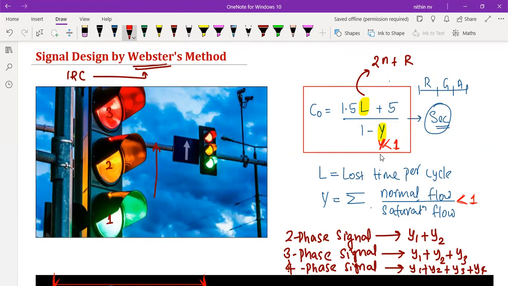I hope you understood the concept of Webster's method and you are getting the confidence to attend and crack all the questions which are coming from this Webster's method.